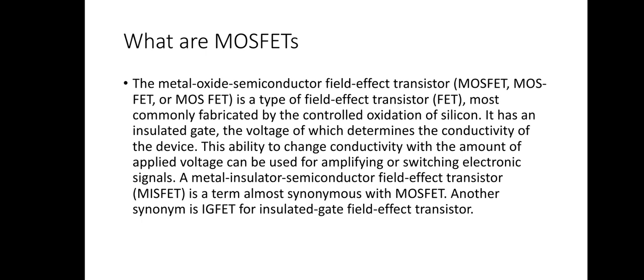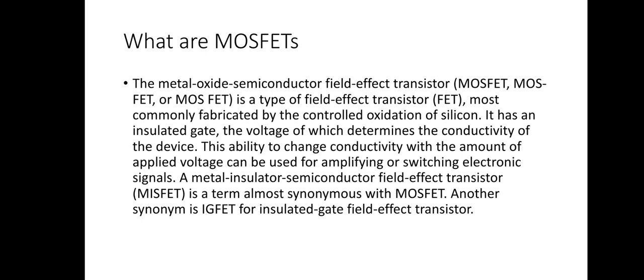This ability to change the conductivity with the amount of applied voltage can be used for amplifying or switching electronic signals. That is the main major function of a MOSFET, so please put that in mind. It's mainly used for switching electronic signals. A metal insulated semiconductor field effect transistor is a term almost synonymous with MOSFET. Another synonym is IGFET, for insulated gate field effect transistor.